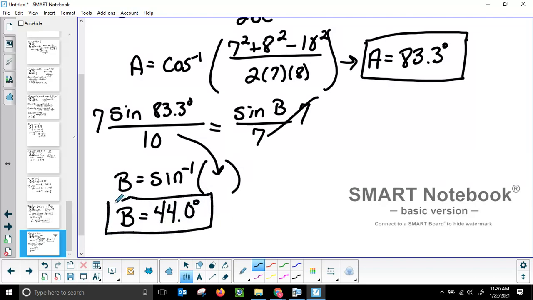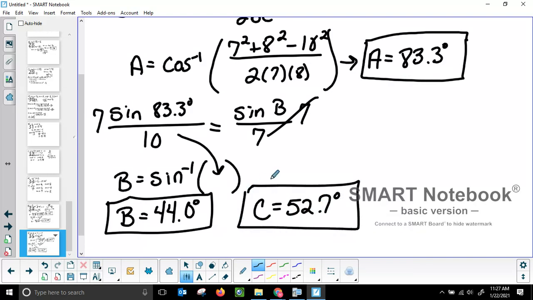Get our third and final angle, angle C. We simply add these together and subtract from 180. So this is going to be 127.3, so that should be 52.7, if I did that correctly in my head. And we're done.